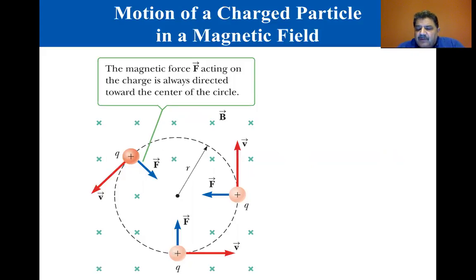Let's apply the right-hand rule to the particle at the bottom of the circle. The direction of the magnetic force there is upward. The force causes the particle to change its direction and to follow a curved path. So if we start at the bottom, the B field is this way, the velocity is this way, and so the force is upward.